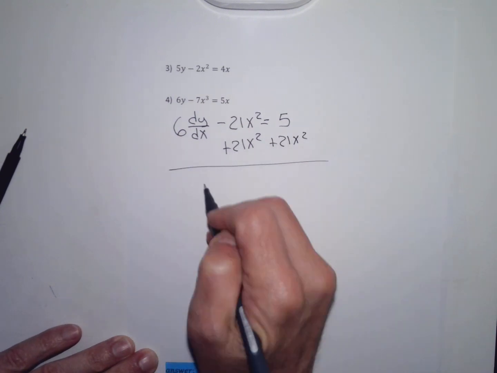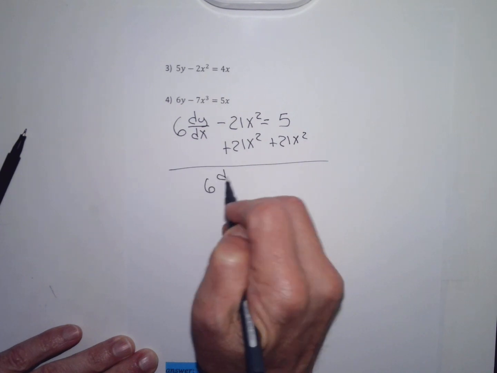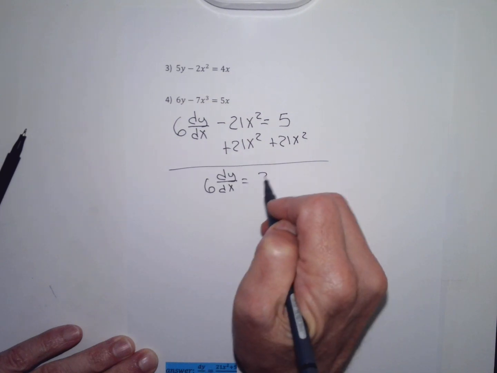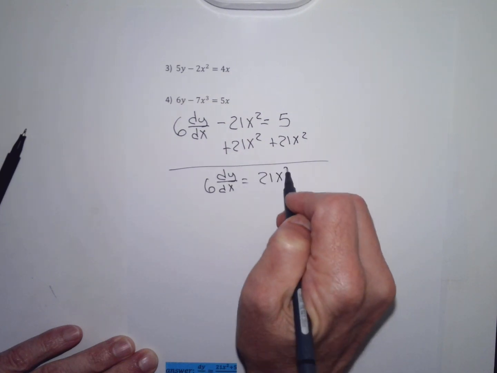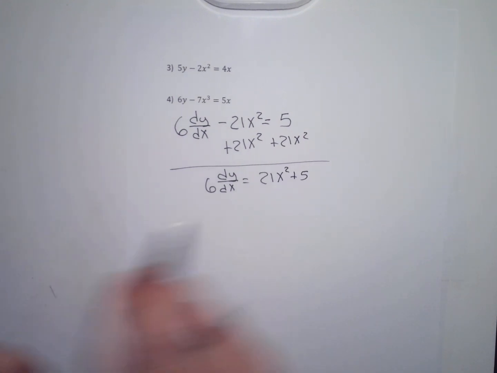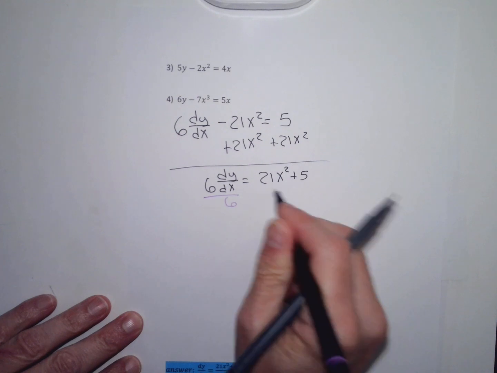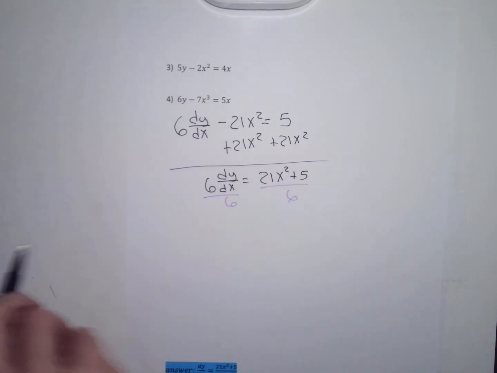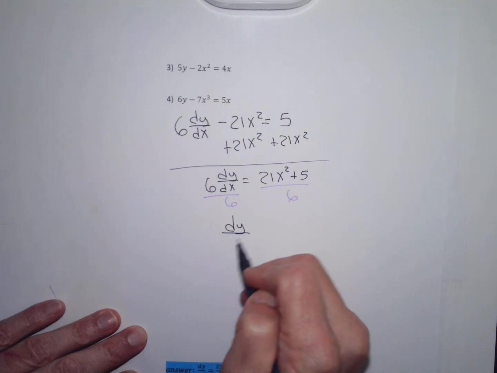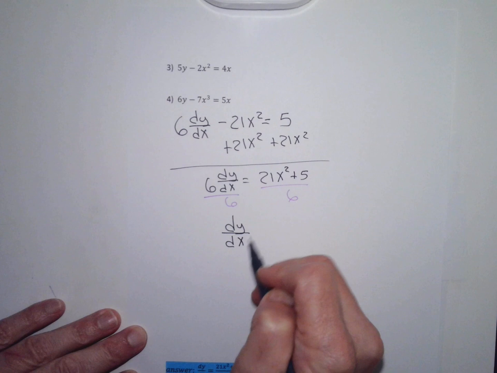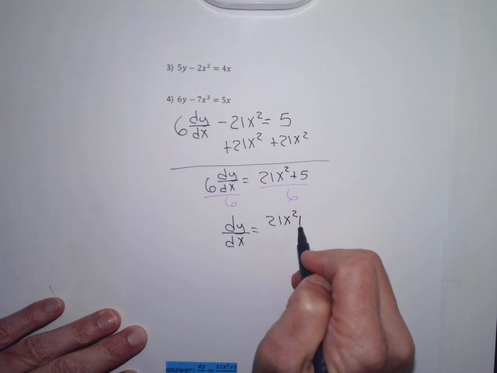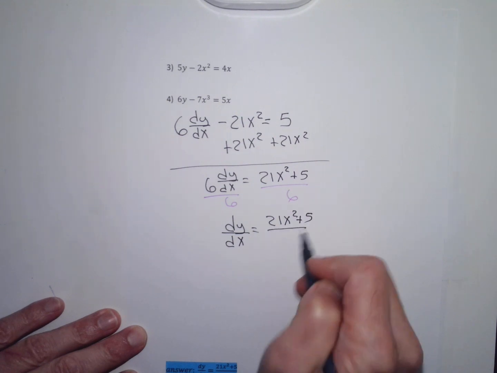So this is going to give me 6 dy dx equals 21x squared plus 5. And then again, I can make a big fraction or small fractions. If I make big fractions, it doesn't reduce. If I make small fractions, it does reduce. The answer that I have typed that you can't see off screen right now because it doesn't fit on my screen is dy dx equals 21x squared plus 5 over 6.